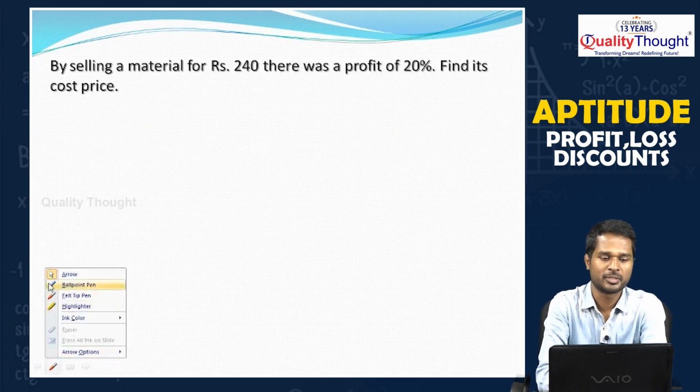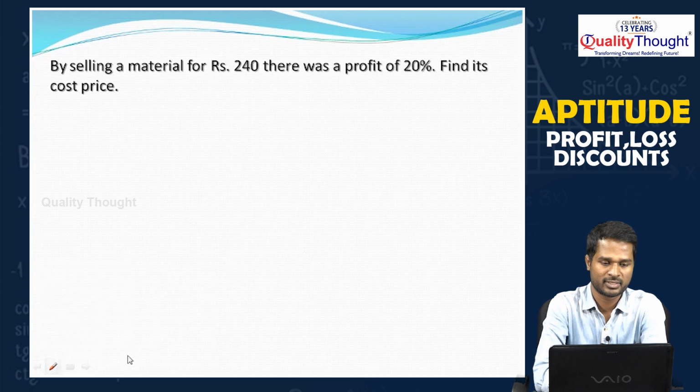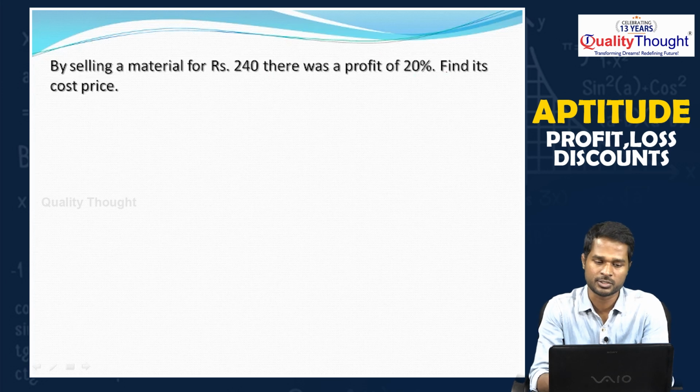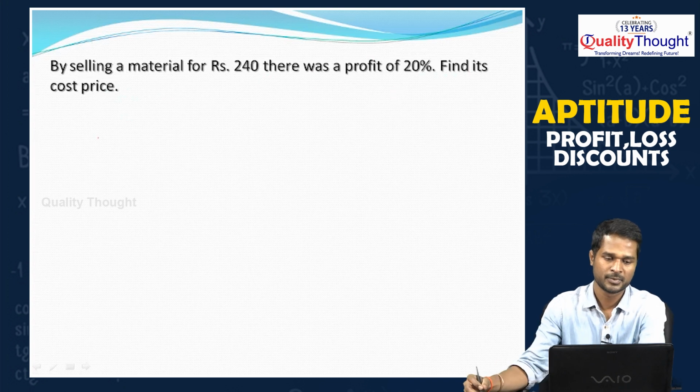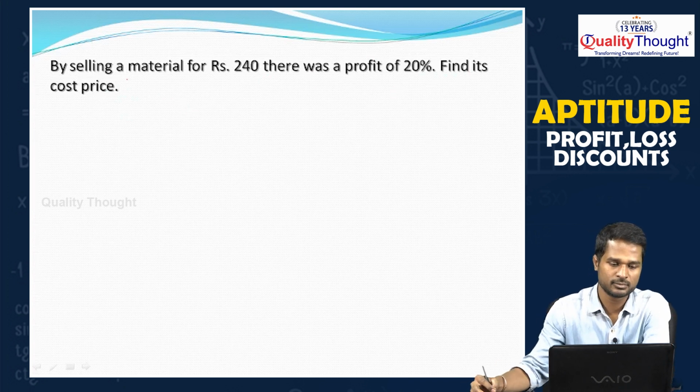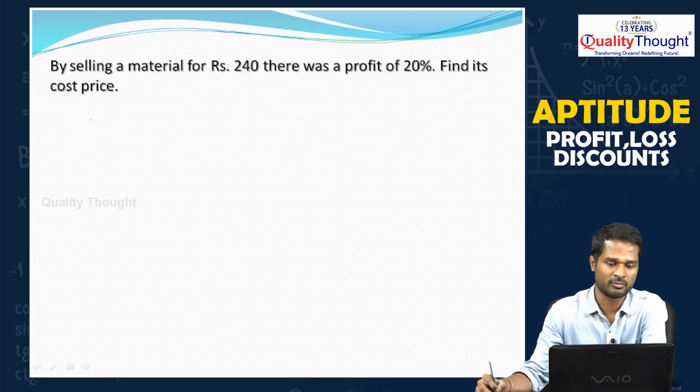Now the questions on profit and loss and discounts, based on the basic concepts we have seen. The question is, by selling a material for 240 rupees there was a profit of 20%. Find its cost price. Clearly, in the question he has given the required data. So, we have the selling price as 240 and profit as 20%.